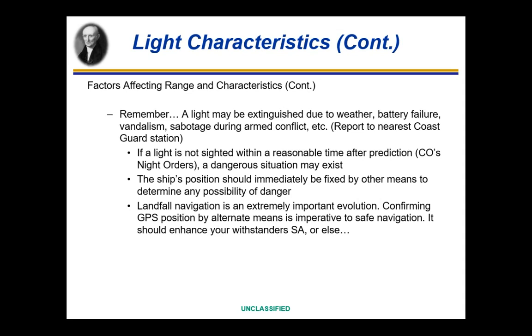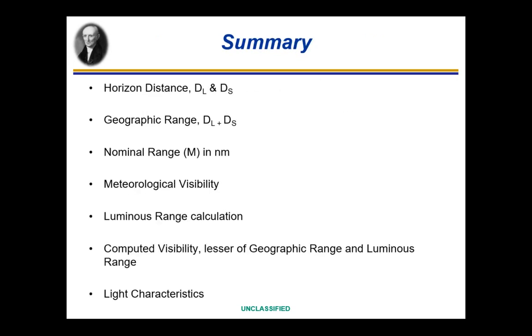Well, that does it for the Visibility of Lights lecture. In summary, we talked about horizon distances of both the light and the observer. Taking the sum of both yields us the geographic range. We discussed where and how to find nominal range and meteorological visibility. Using these two values along with the luminous range diagram, we determined how to find luminous range. We determined, based off of the lesser of the two values of geographic range and luminous range, what computed visibility of a light was. We also discussed light characteristics and factors that can affect their ranges.